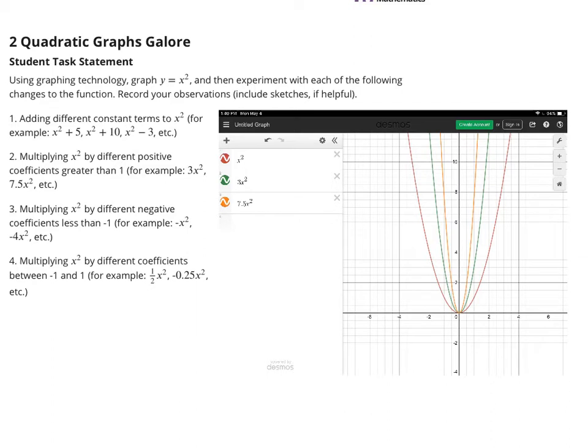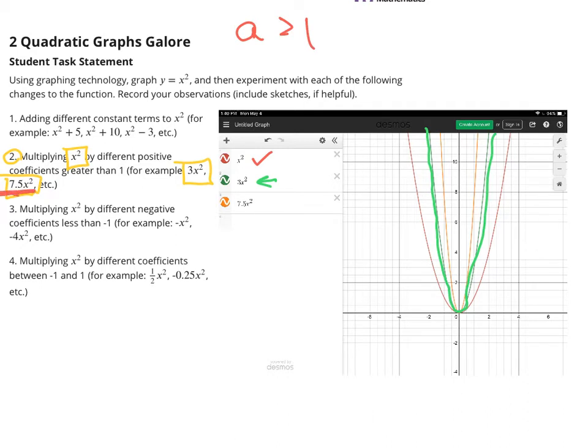All right, okay, let's look at the next set. So we are on number 2, multiplying x squared by different positive coefficients greater than 1. So here I graphed x squared, and then 3x squared, and 7.5x squared. Now 3x squared is in green, and right there. Okay, notice it got skinnier than our parent function. Okay, this is called our parent function, x squared. It got skinnier. So when we put an a term out front that is greater than 1, our parabola gets skinnier.